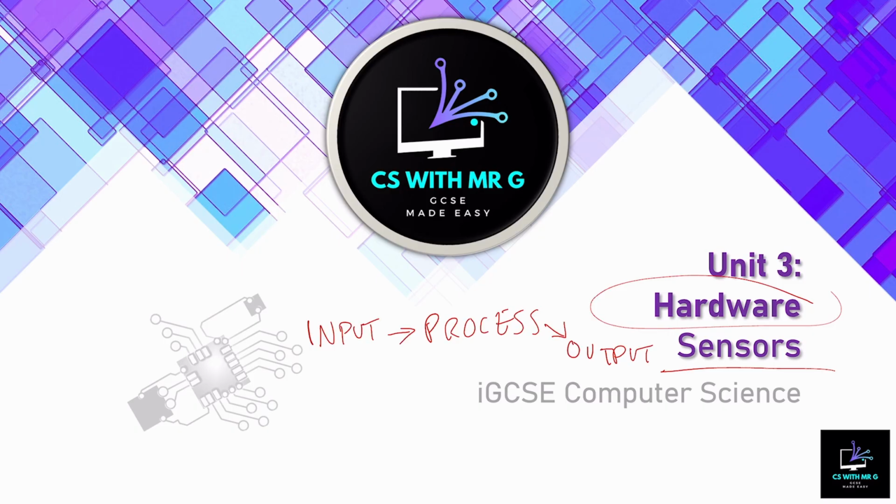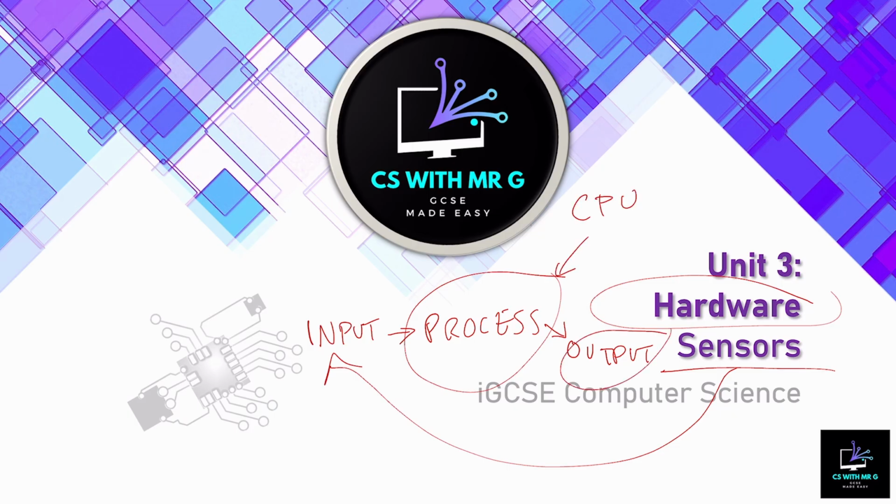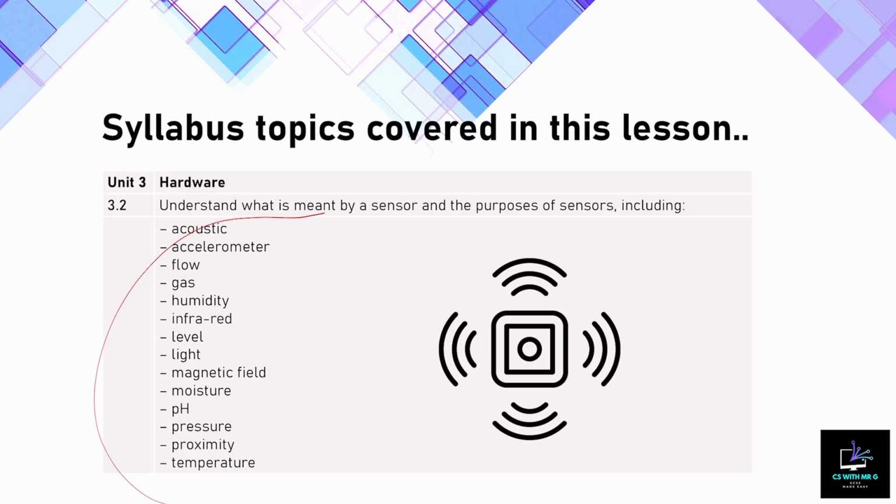I've briefly mentioned in the previous lessons that sensors fall into the category of input devices. This bit in the middle is done by the CPU or the microprocessor, and the outputs can be completed in many different ways depending on the scenario, depending on the system, and today we will look at just that, looking at all the sensors that we need to know for the syllabus. As you can see, there are quite a lot, so in today's lesson we will look at each one, looking at the basics of how they work, and then real-world examples of where you would find these sensors in real-life systems.